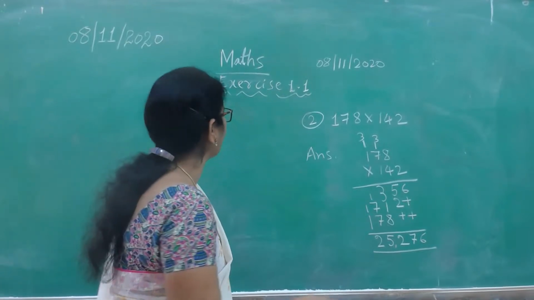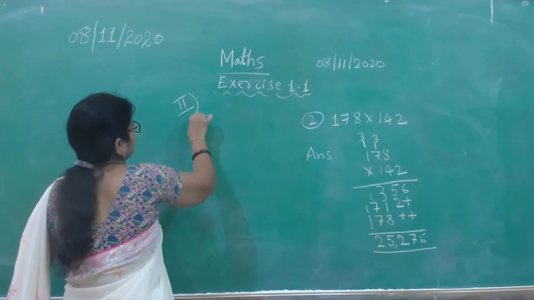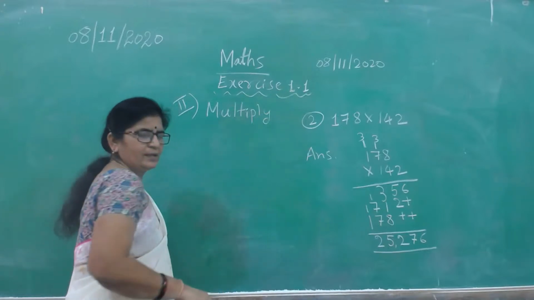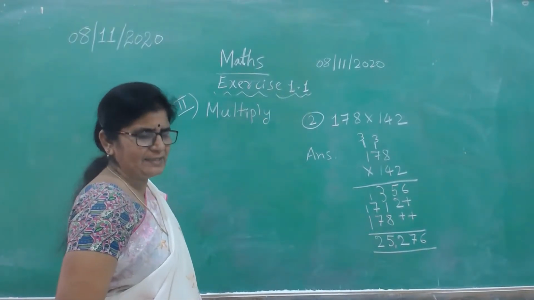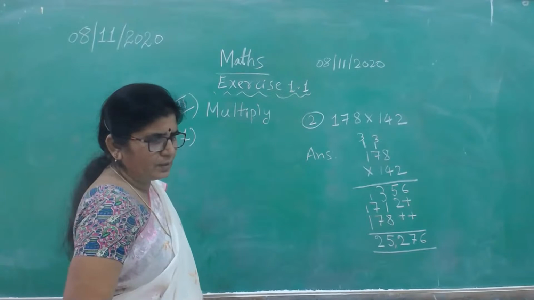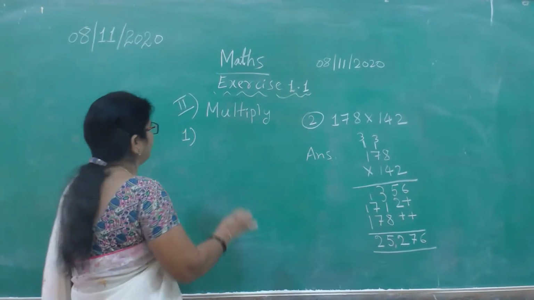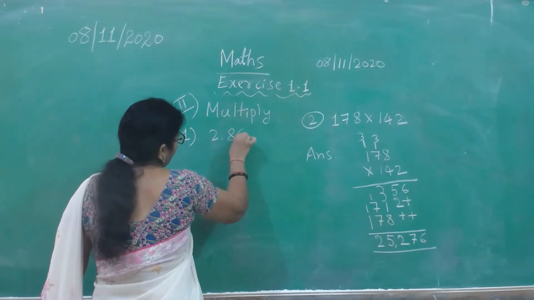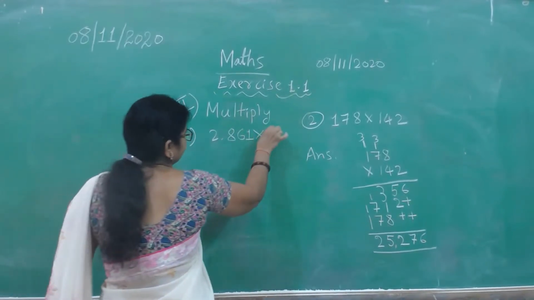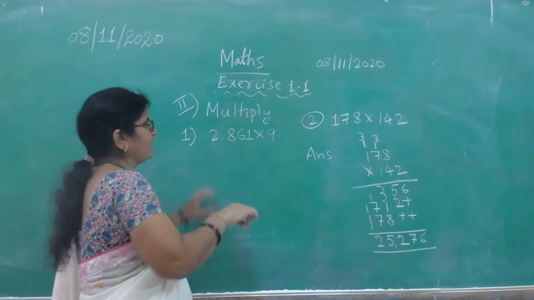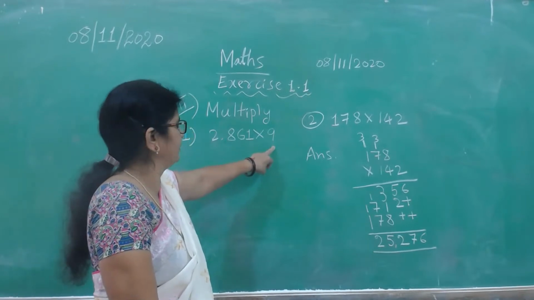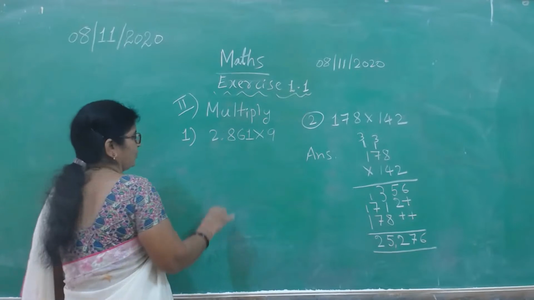Here also we multiply, but here the multiplier is a single digit. First question, 2861 into 9. This 2861 is the multiplicand, sorry, the multiplicand. 9 is the multiplier. Then we have to find the product of these two.